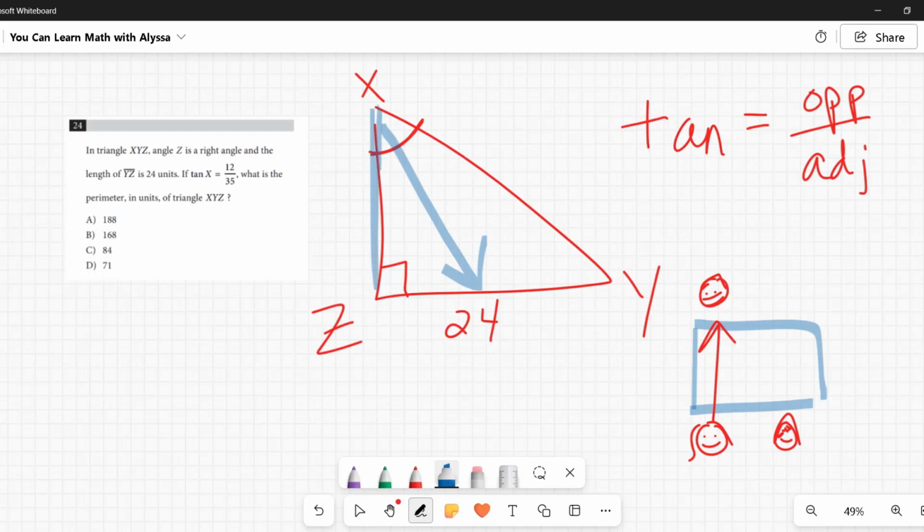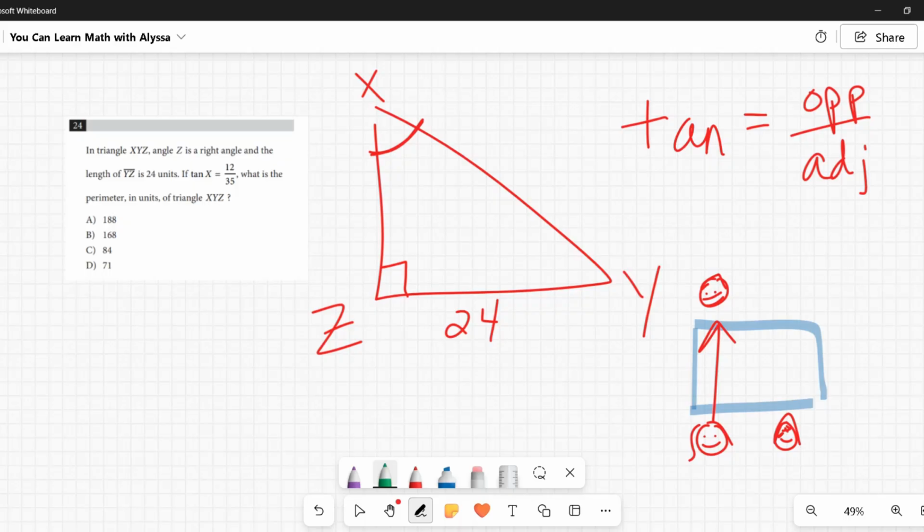I could bump elbows with them. So for that, the side that's adjacent to the X, the one that's bumping elbows with it, is this leg. And the opposite is that leg. Opposite and adjacent is always one of these two. It is never the hypotenuse. Hypotenuse being the longest side. It's always the two legs, the two shorter sides. So they're telling us the tangent is 12 over 35.